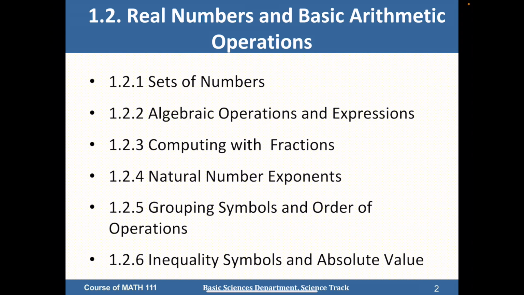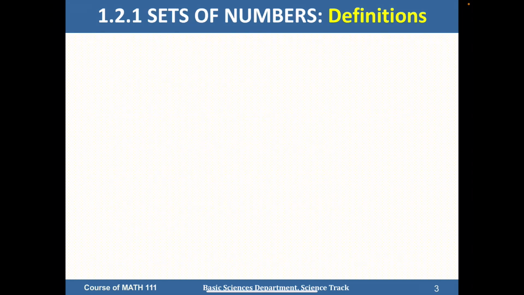In this lecture I will discuss Section 1.2, Real Numbers and Basic Arithmetic Operations. Those are the subtitles that I will talk about in this lecture. Sets of numbers, the definition of sets of numbers. Sets of numbers like, for example, the natural numbers. The natural numbers, denoted by N, start from 1, 2, 3, and so on to infinity.